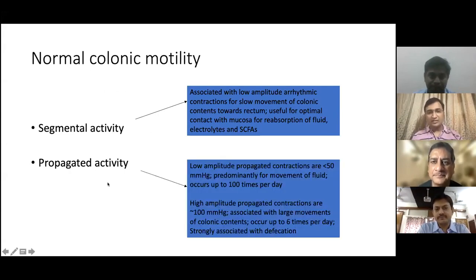Propagated activity, on the other hand, can be low amplitude, predominantly for movement of fluid, or high amplitude that usually precedes the sensation of defecation. Usually they are high amplitude, with pressure up to 100 millimeters of mercury. There is large movement of colonic content, and it may occur up to 6 times per day. This is primarily responsible for the feeling of defecation that we get routinely.